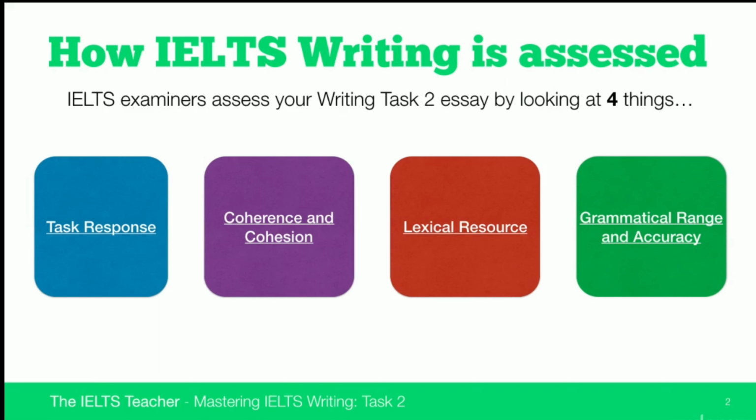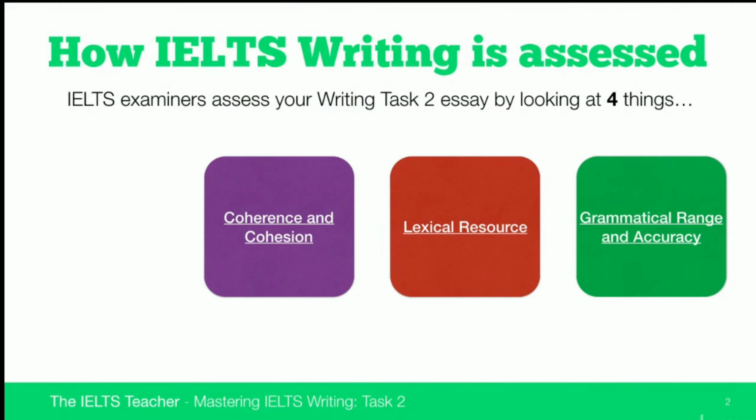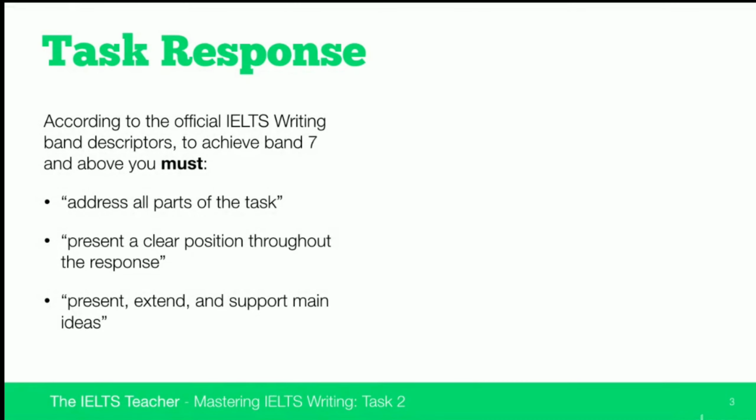And what we're going to do in this lesson is to look at each of these categories in detail and how we can score a Band 7 for each one. So let's get started on task response. According to the official band descriptors, to achieve a Band 7 and above, you must address all parts of the task, present a clear position throughout the response, and present, extend, and support your main ideas.